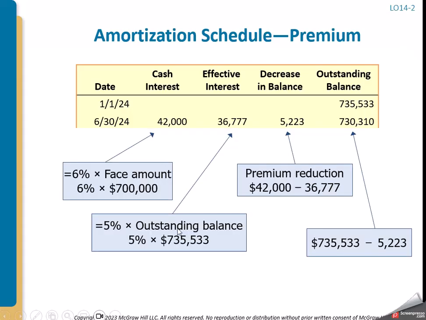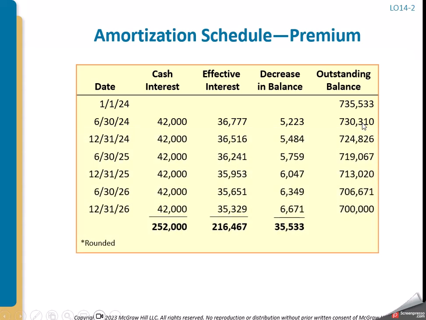So that kind of shows you again the face value of the payment at the 6%. Again, 12% a year divided by 2. The outstanding balance times the 5%, which is half of the market rate, gives us the effective interest. The difference between those is what we're going to reduce our premium by, and then the balance just keeps going down.